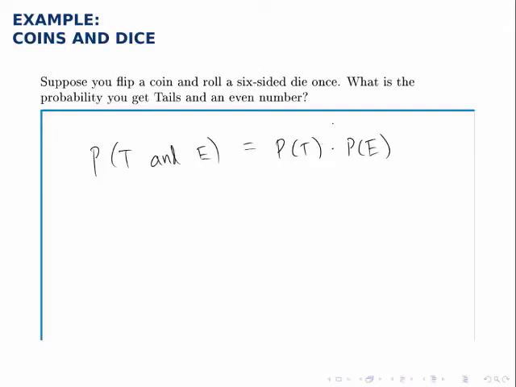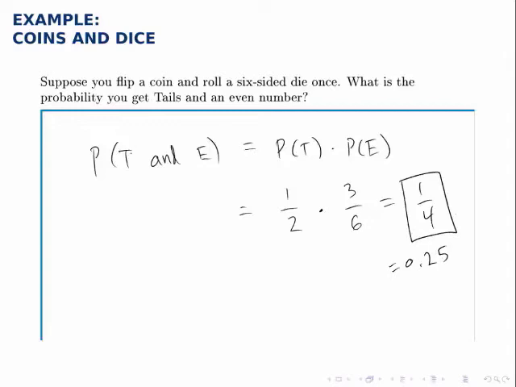In other words, flipping the coin has no effect on what the die is going to do. So these events are independent. They don't change each other in any way. So the probability of one and the other is the product of their individual probabilities. The probability of flipping a coin and getting tails is 1 out of 2. And the probability of getting an even number is 3 out of 6. 3 even numbers and 6 total possibilities. Multiplying these together, it simplifies down to 1/4 or 0.25, or any equivalent fraction.